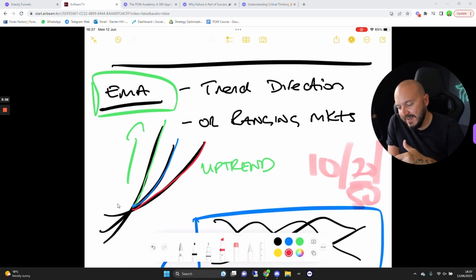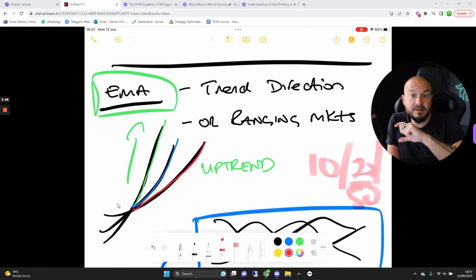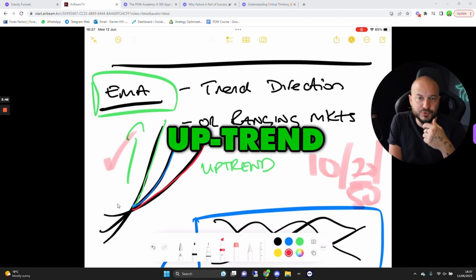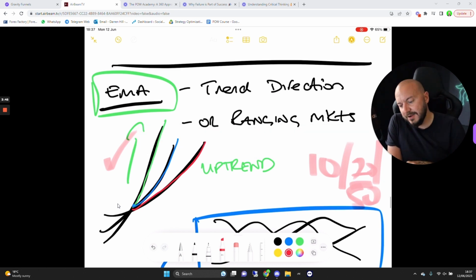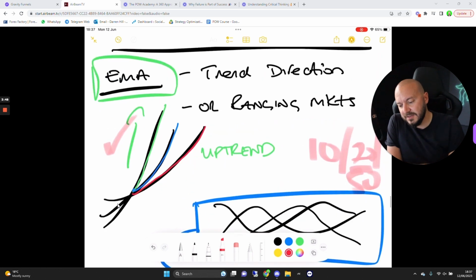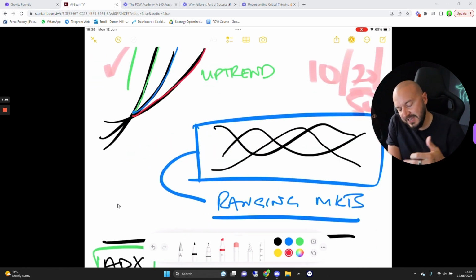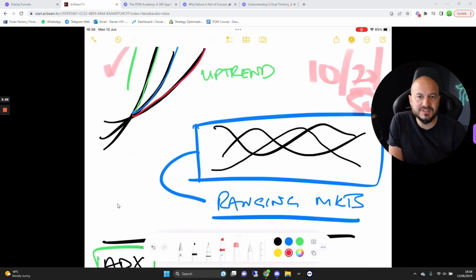So by looking at EMAs, when the fast is above the medium and the medium is above the slow and they're in perfect order, that indicates an uptrend. Likewise, when they're the opposite way around, that indicates a downtrend. That enables us to find trending markets up or down. But the key part also is if the EMAs are all muddled together, so they're not above each other or stacked in any form of order, then that indicates that the market hasn't got clear direction and it's a ranging market.